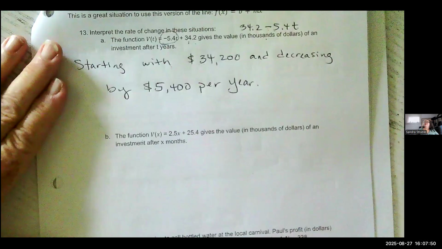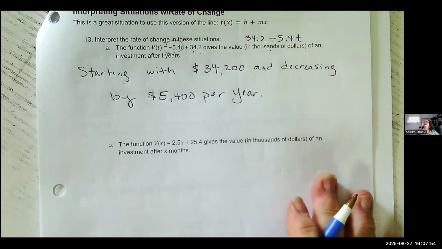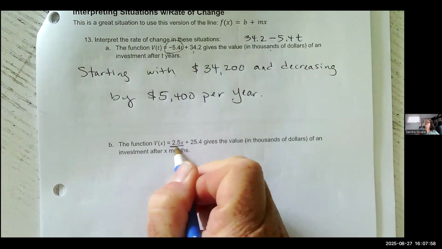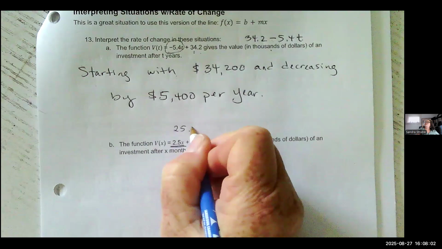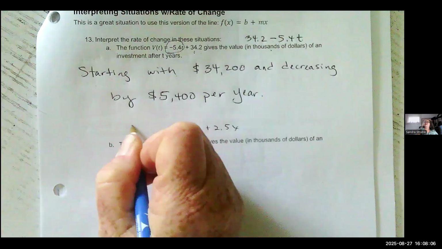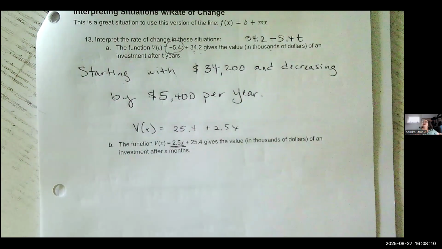All right. I would like for you to pause the video and interpret the rate of change for the next one. So you're just interpreting the 2.5x. And you can even rewrite this as 25.4 plus 2.5x if that helps you see it better. All right, pause the video and then come back to see how I do it.